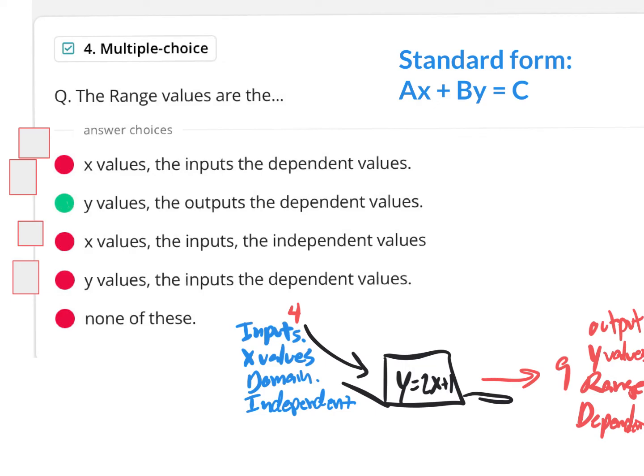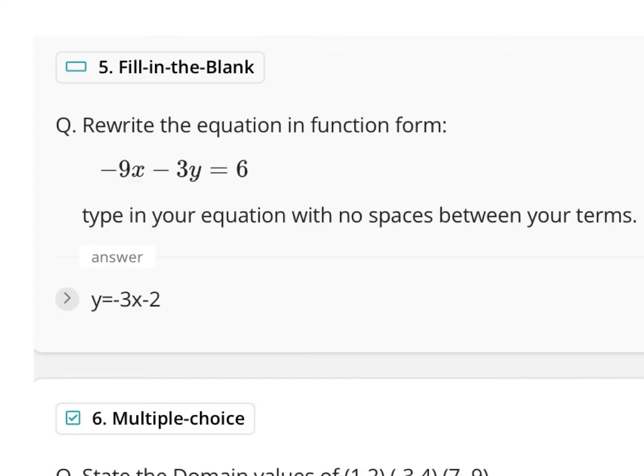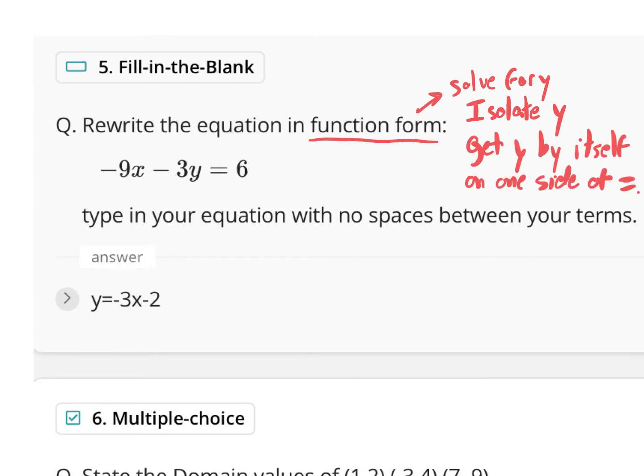Let's move on. Rewrite the equation in function form. Again, that means solve for y, or you could say isolate y, or get y by itself on one side of the equal sign. I guess you should know what that means, right? Function form, solve for y, get y by itself. So here's y, it's on the left side of the equal sign. It's definitely not by itself. You have this x term and you have this multiplication of -3 right in front of the y.